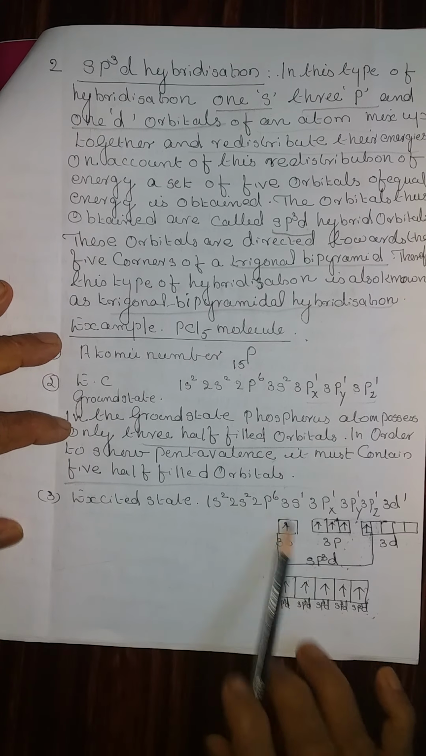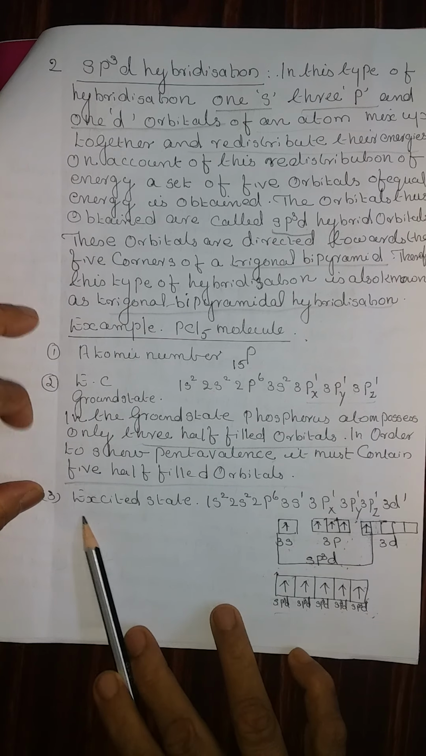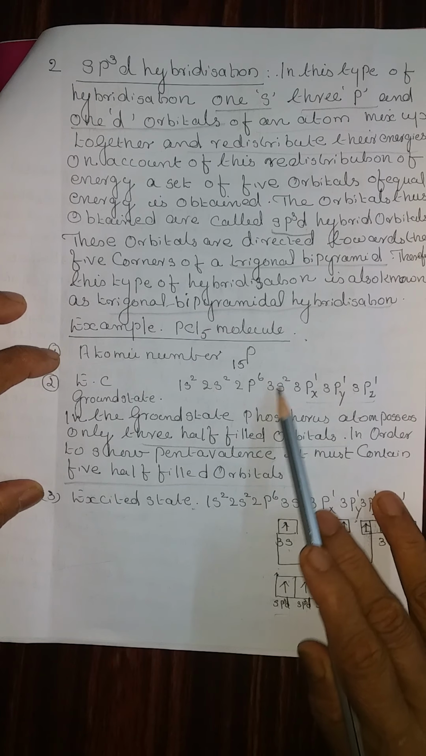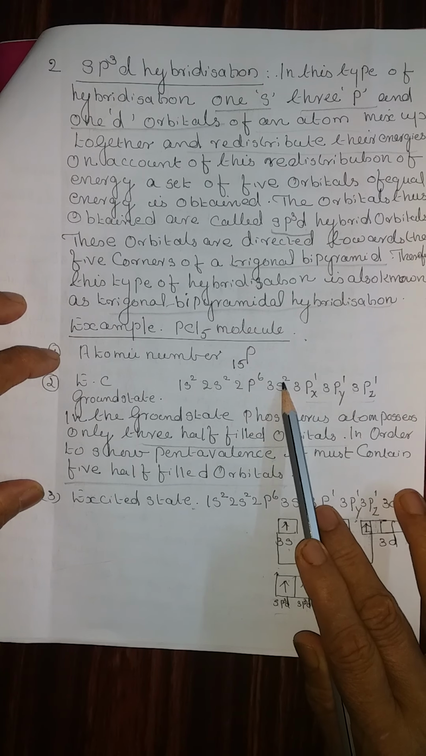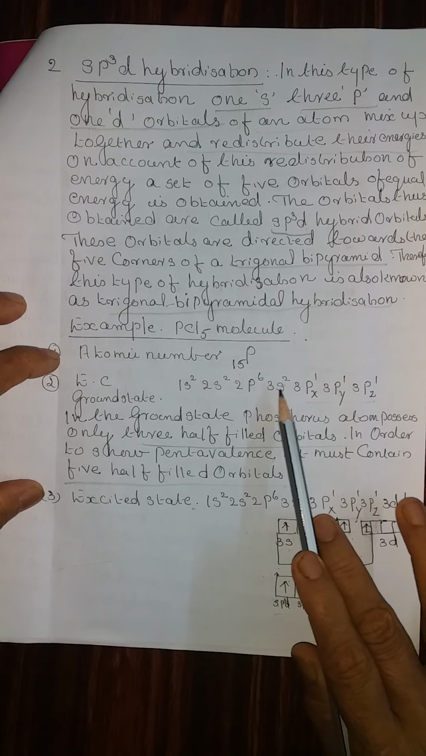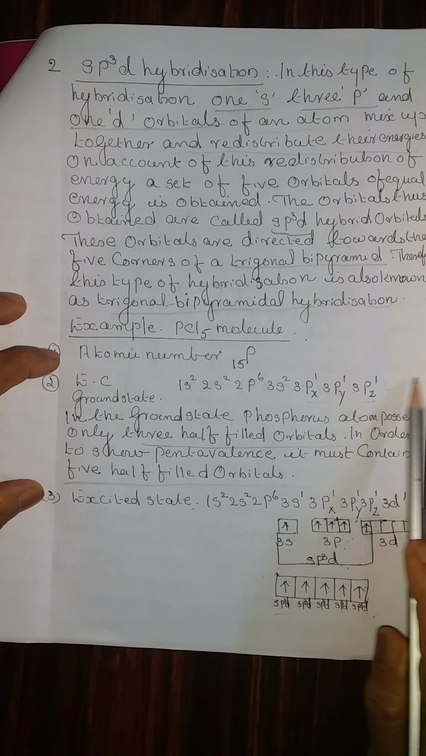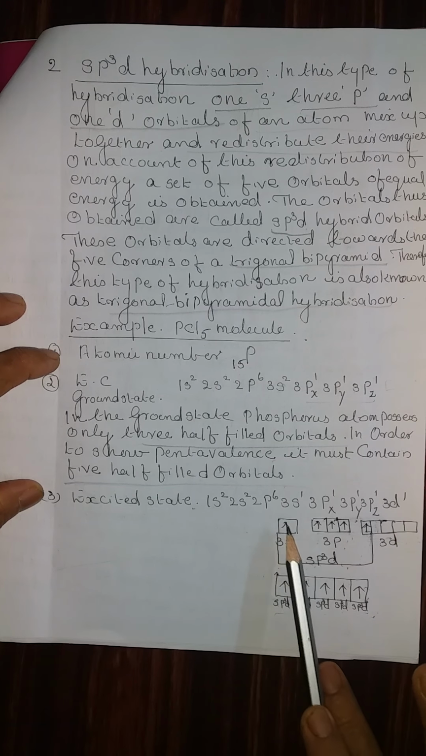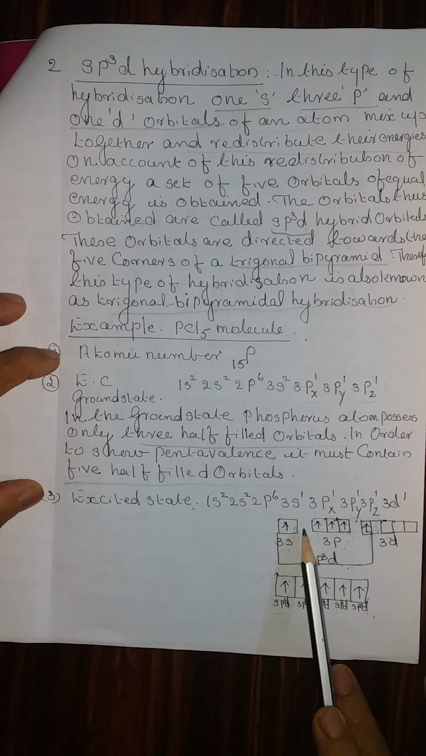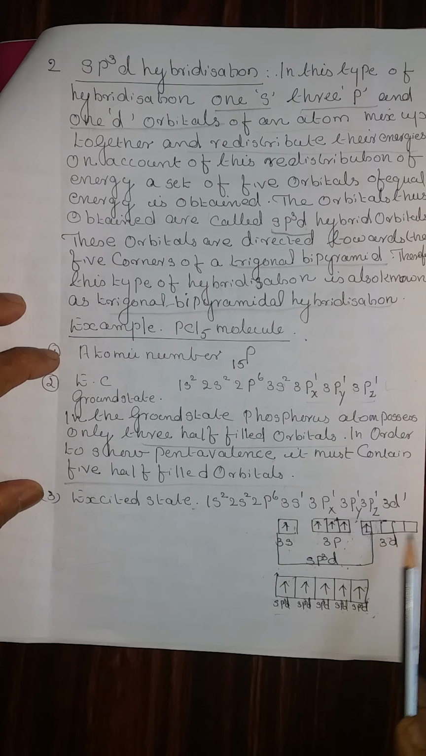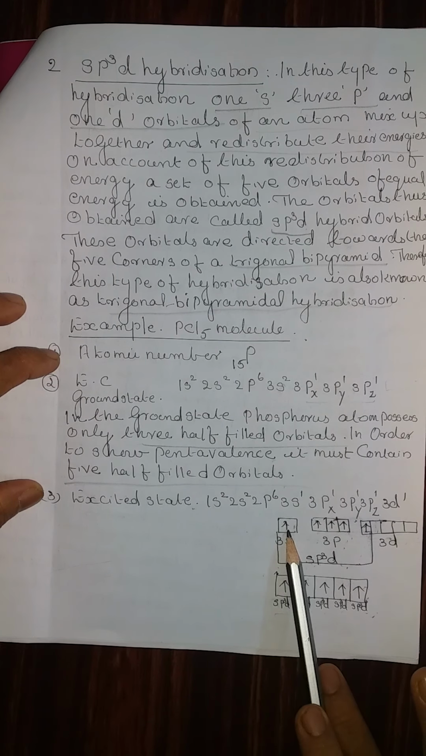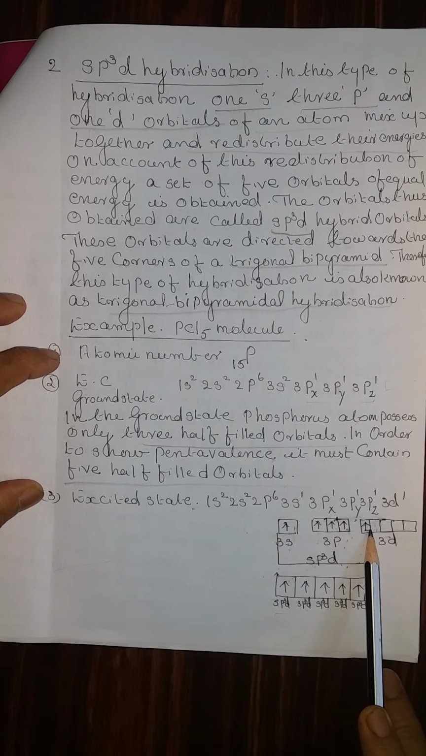Therefore, for the hybridization, the next step is the excited state. The 3s electron, that is 3s2, gets unpaired and transfers 1 electron to the 3d level. Therefore, this is the diagrammatic representation. The 3s is unpaired and that electron is promoted to the first 3d orbital. Therefore, at present there are 5 unpaired orbitals, that means 1 plus 3 plus 1.